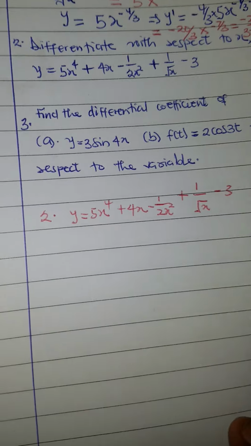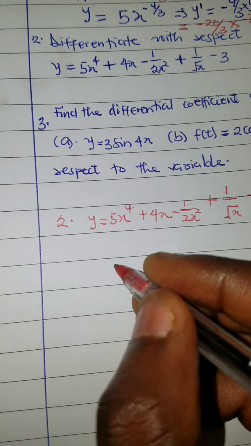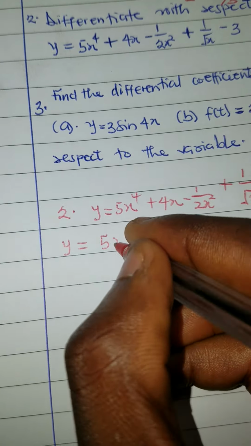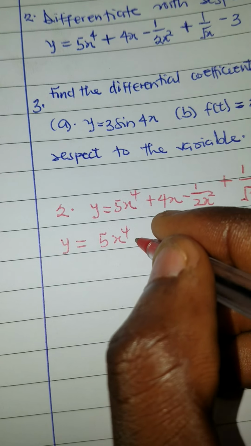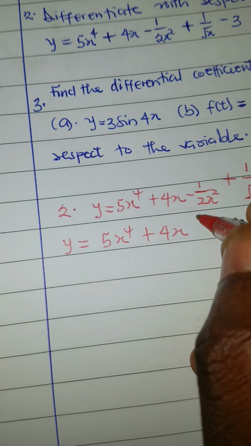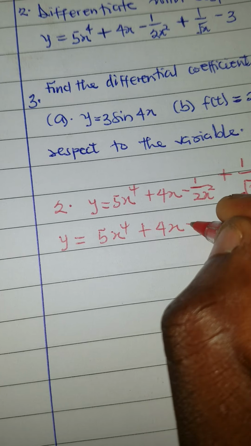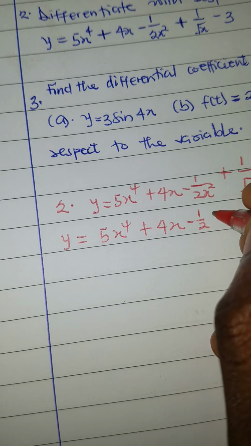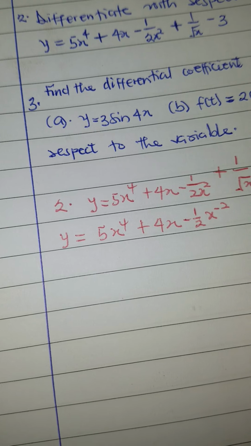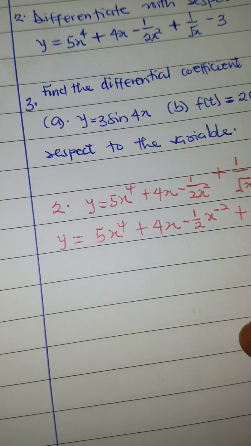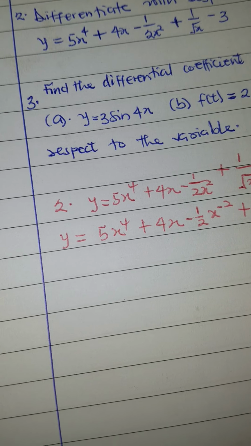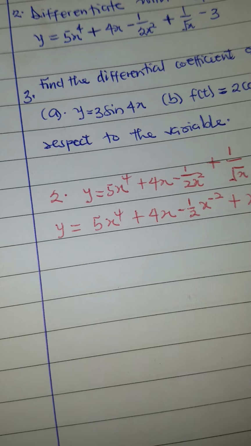Just like we did in the other one, you have to change this equation to the form we can solve simply. So y is equal to 5x raised to the power 4 plus 4x. Now we can change this simply by factorizing 1 over 2 out and then make our x minus 2 indices, plus our x raised to the power minus half, minus 3.